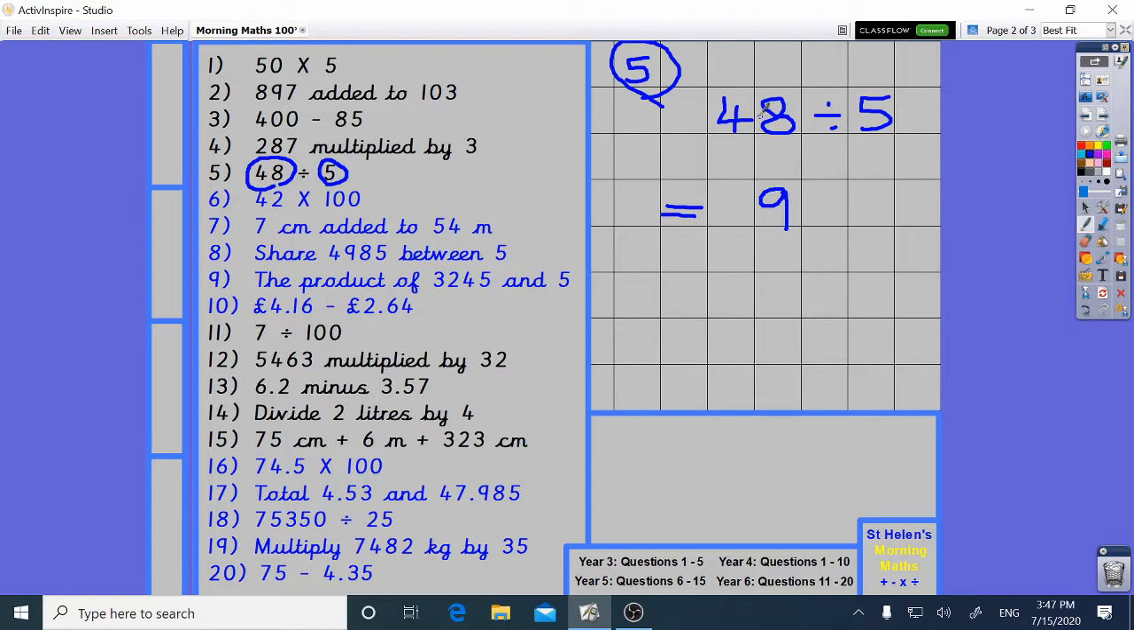But that says 48. So I go from 45 up to 48 in ones. 46, 47, 48. 3 ones remaining. 3 ones is, of course, 3. The answer is 9 remainder 3.